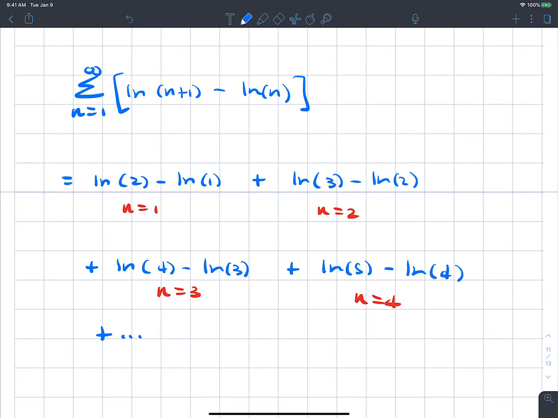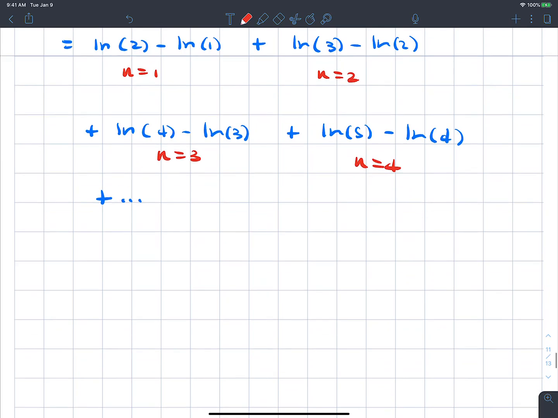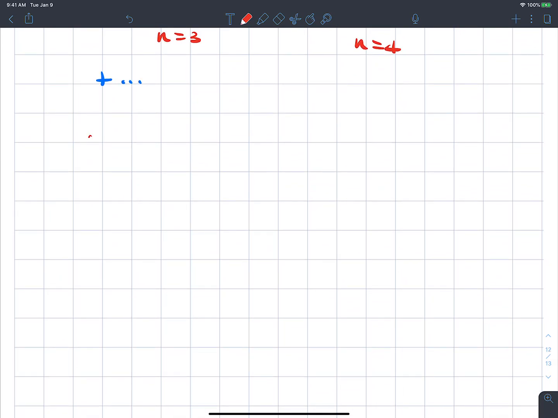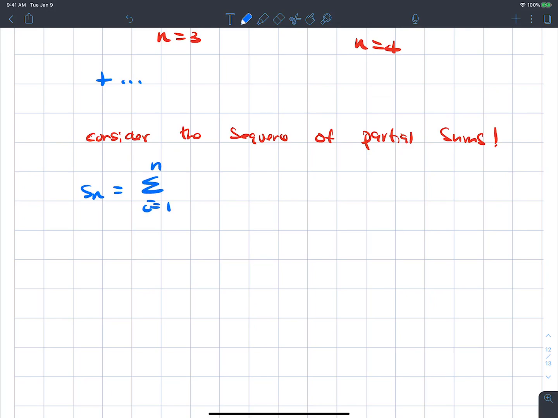But remember, this is what we're going to need to do. We're going to consider the sequence of partial sums because we're going to have to look at the limit. So consider the sequence of partial sums again. And again, that means change the index. Sn will be the sum, i goes from 1 to n, of natural log of i plus 1 minus natural log of i. Another example of telescoping. All right, there we go.